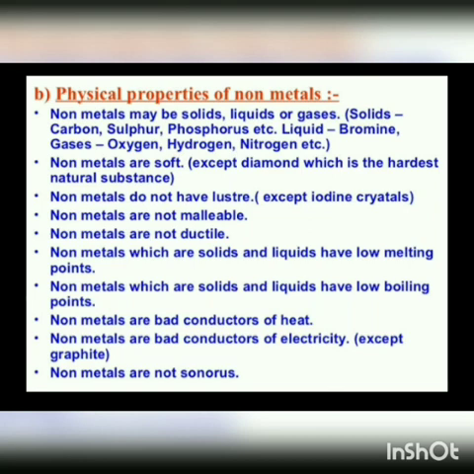Non-metals are solid and liquid. They have low melting and boiling points because the molecules of non-metals are loosely packed. Non-metals are bad conductors of heat and electricity because they do not contain mobile electrons. Mobile means moving electrons. So they do not allow current to pass through them, except graphite. Non-metals are non-sonorous. Non-sonorous means they do not produce sound.